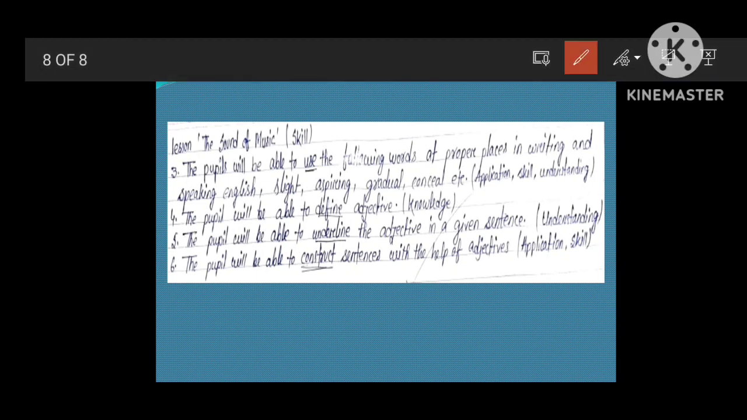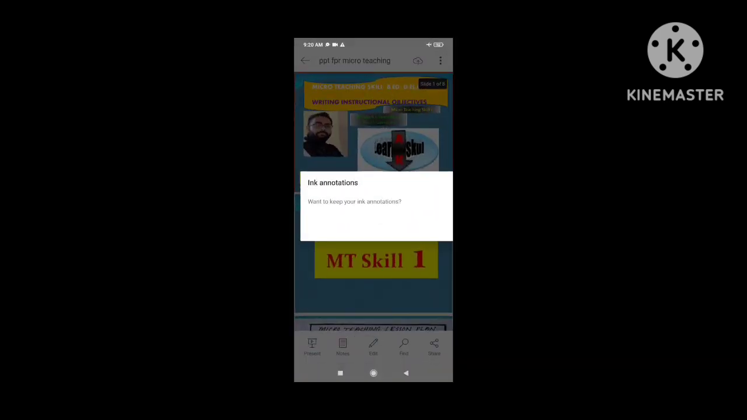Next, the pupils will be able to use the following words. Different difficult words they will be able to use while writing or speaking in English. These are some of the words that are being stated. They can understand their meaning and frame a sentence out of them. So these are application, skill, and understanding; understanding, application, as well as skills are being covered here.